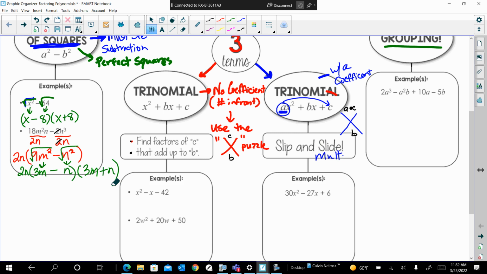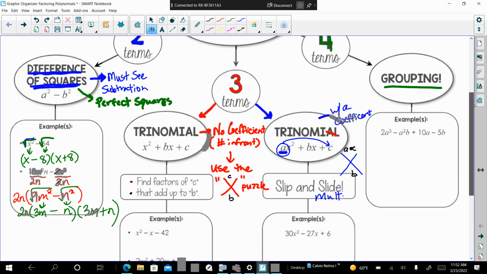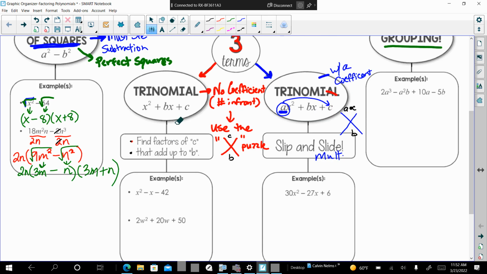Okay, so that's 2 terms. All right, if you have 3 terms, you have 2 options. The one to the left here, the trinomial, this is when there's no coefficient, meaning no number in front of the x squared.